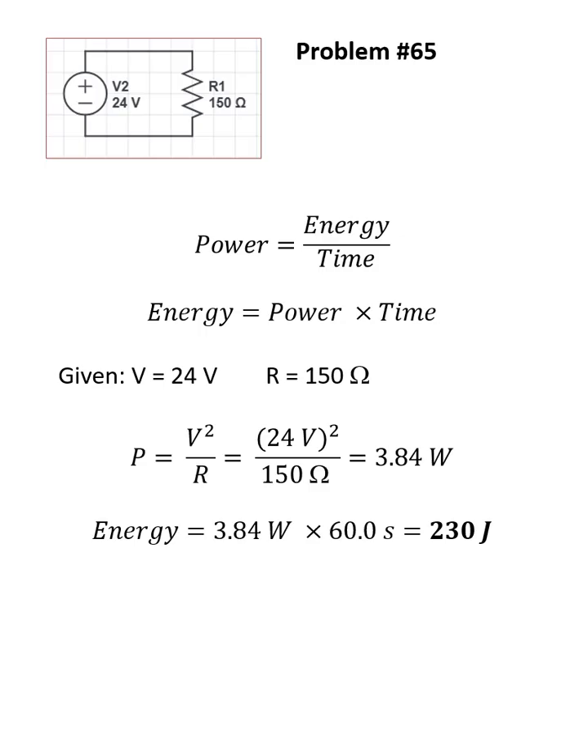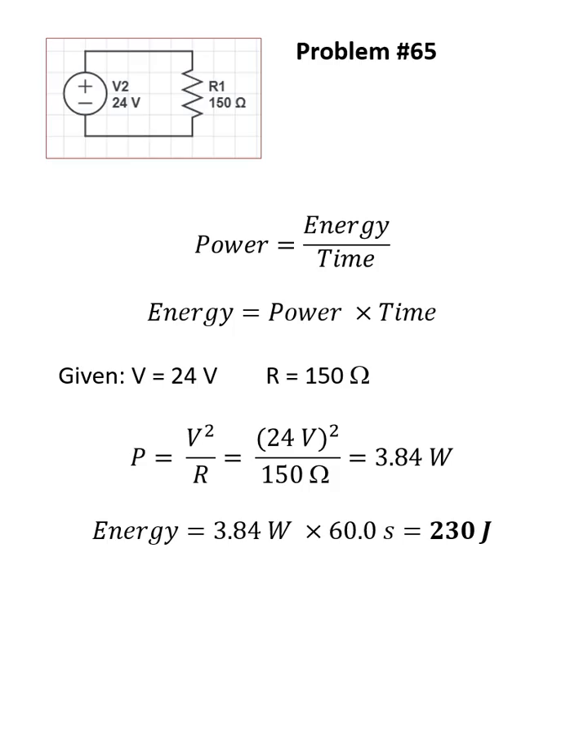Let's take a look at number 65. A 150 ohm resistor is across a 24 volt battery. Find the energy supplied by the battery in 1 minute. So it's asking about energy and time. We have an equation that involves power.